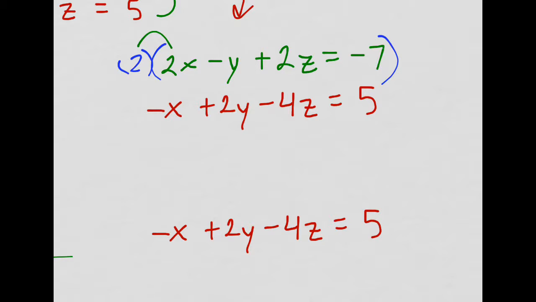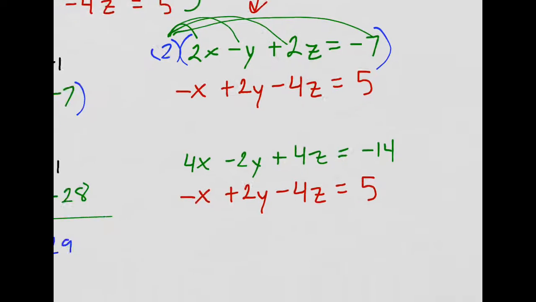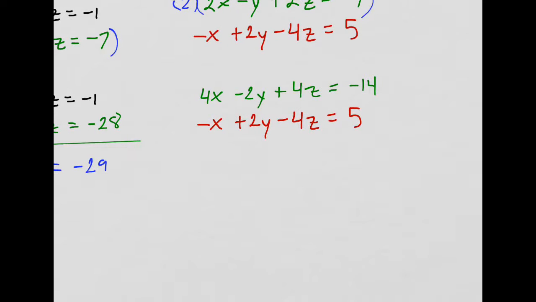So in my green equation, when I distribute through, first I'll get 4x, then I'll get negative 2y, and then I'll get positive 4z. Ooh, look at that. That cancels out as well. I wonder if that'll cause a problem. 2 times the negative 7 is negative 14. Okay. And then what do I do here?